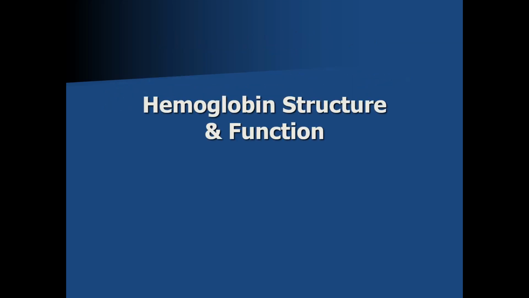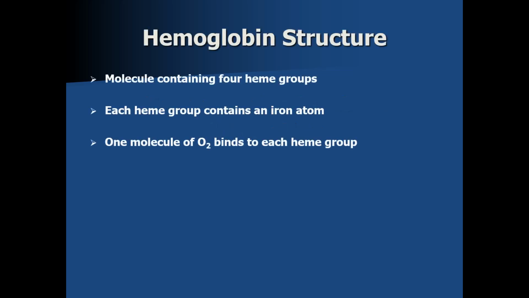We're going to begin our discussion with a review of the structure and function of hemoglobin. The purpose of this review is to ensure the knowledge base for forthcoming information. The hemoglobin molecule contains 4 heme groups, each of which has an iron atom. One molecule of oxygen can bind with each of these heme groups.